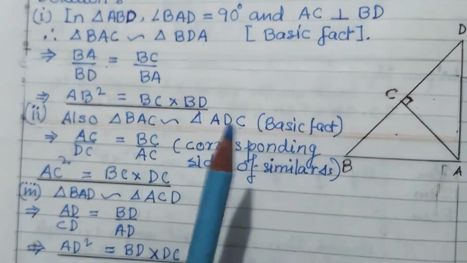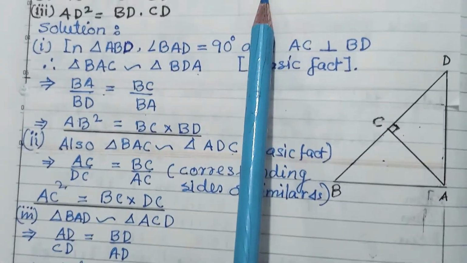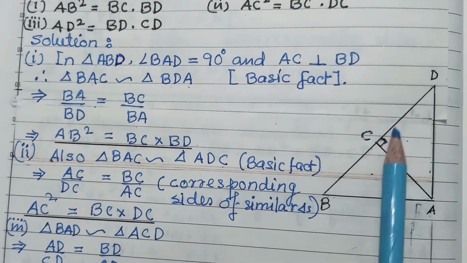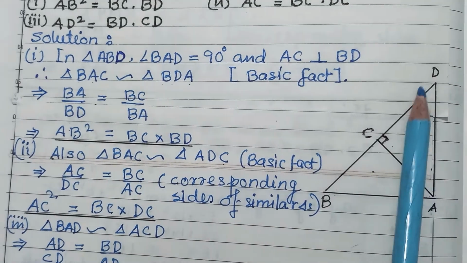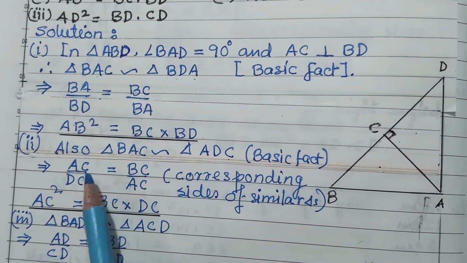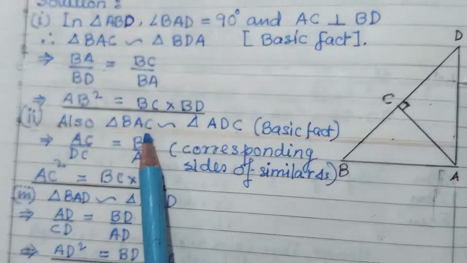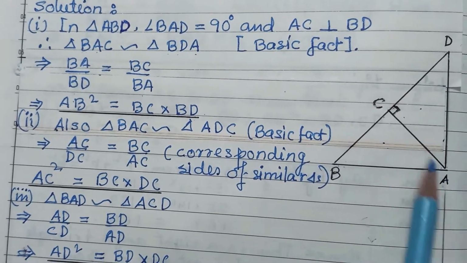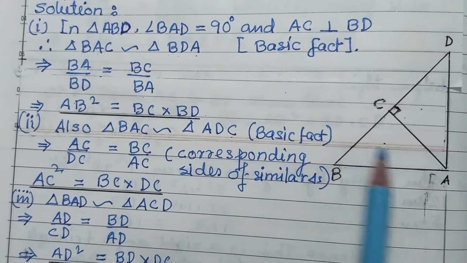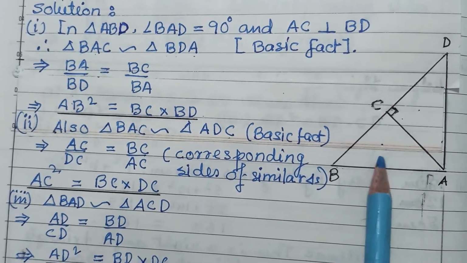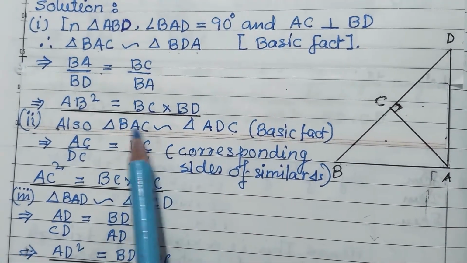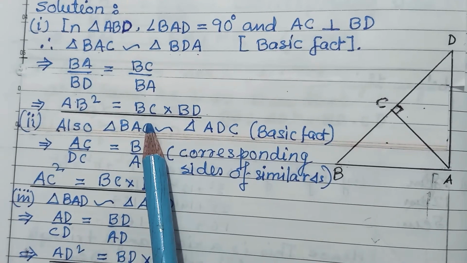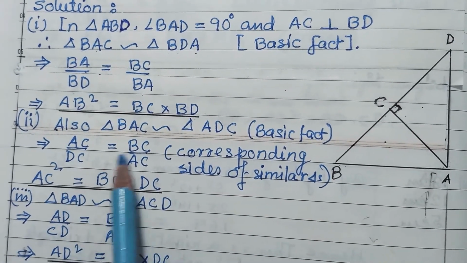Next proof, we have to prove that AC square is equal to BC into DC. That means this small triangle and this whole triangle we have to take. Now I have taken BAC, so these two triangles, triangle BAC and triangle ADC. Here, same, AC upon DC is equal to BC upon AC. Now AC square is equal to BC into DC.